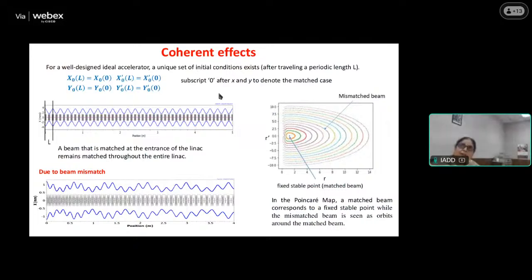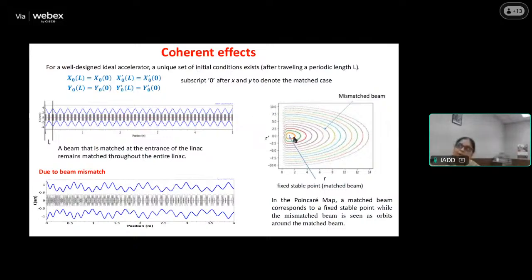For a well-designed, ideal accelerator, there exists a unique set of initial conditions. This is the beam envelope in an accelerator, and you can see that at the end of one period, this repeats. That means the beam size and the beam divergence at the end of one period is the same, both in x and in y. Here the subscript 0 denotes x and y for the matched case. If a beam is matched at the entrance of the Linac, it remains matched throughout the Linac.